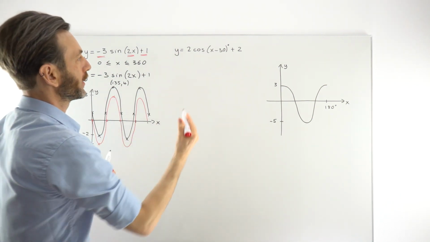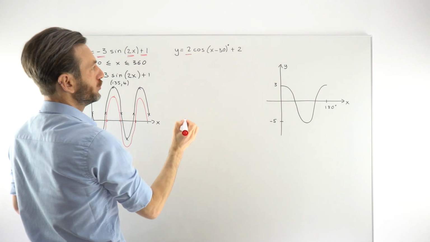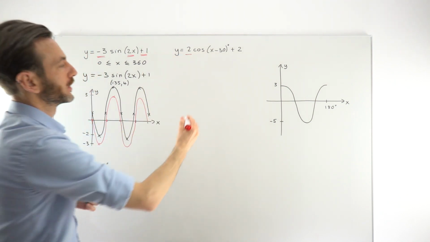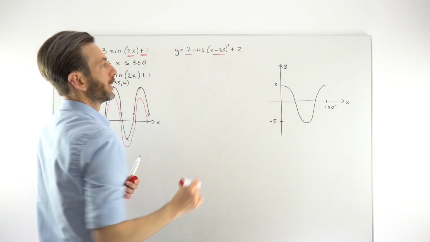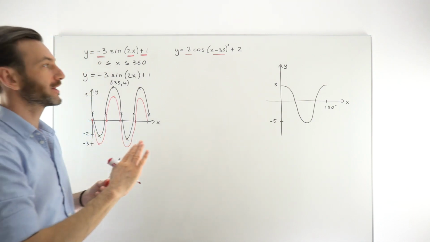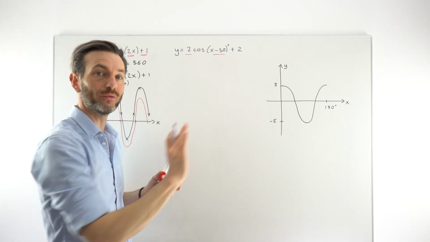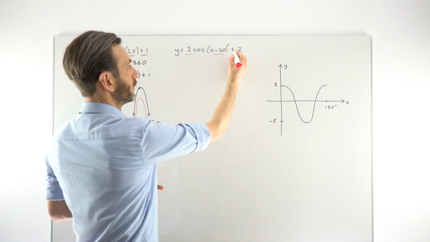So we've got a cosine function this time. We've got a 2 in front, which is going to stretch it up and down by 2. The -30, that's a horizontal shift, but this is the one that's counterintuitive. That's going to move the graph to the right by 30, not to the left.